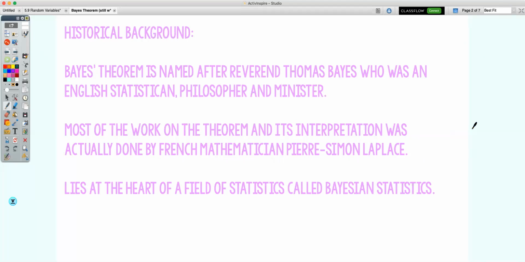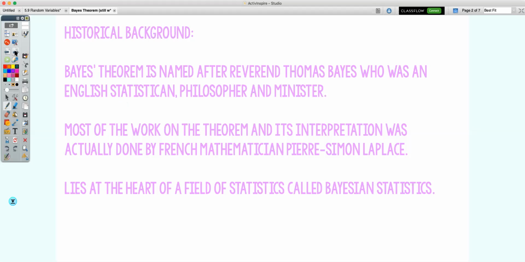Most of the work on the theorem and its interpretations, though, was actually done by a French mathematician, Pierre-Simon Laplace. Bayes' theorem is what lies at the heart of the field of statistics, Bayesian statistics to be exact. It's the original conditional formula for probability. Once folks started working with Bayes' theorem, they were able to condense it into what we now use for conditional probability.